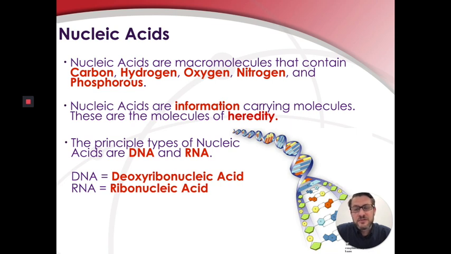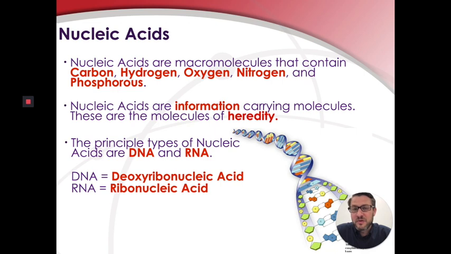The main function of the nucleic acid is as an information storing molecule. So information about living things is stored inside of these nucleic acids. Nucleic acids are the molecule of heredity. We'll talk about genetics and heredity later on in the year, but simply, if you look at a parent, those parents have characteristics that they can pass down onto their offspring. This is done through the action of nucleic acids.